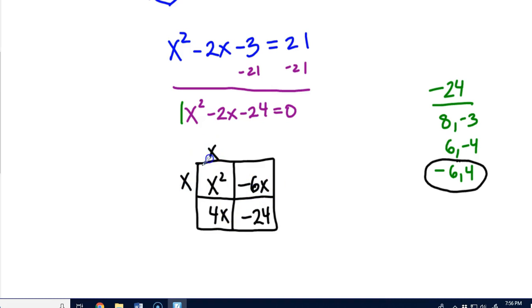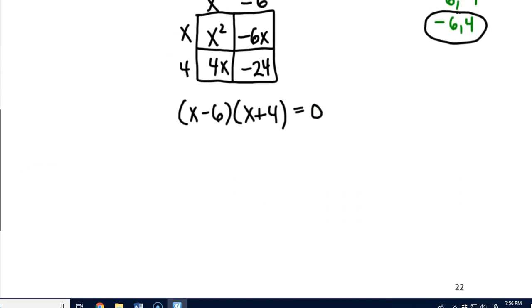X and x are the only way we make x squared, and then x times what makes negative 6x? Well, it's got to be a negative 6. And x times what makes 4x? It's got to be a 4. So we've got our factors here, x minus 6, x plus 4. Of course, this is equal to 0, okay? Because it was equal to 0 above.